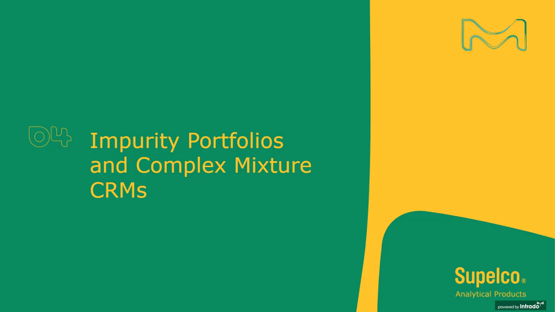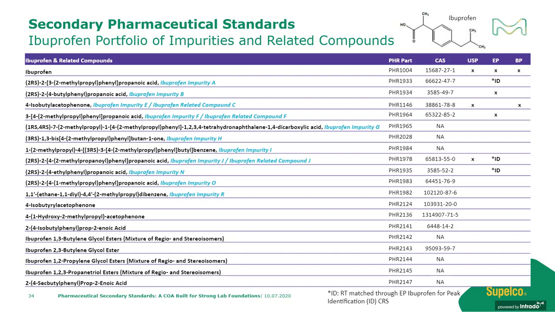All right, and now we will move on to our fourth and final short topic, which is impurity portfolios and complex mixture CRMs. Multiple impurities can be associated with each API. For example, here is a PHR product list for impurity and related compounds associated with ibuprofen. This is, of course, just a partial list of many compounds that have been identified as potential impurities for ibuprofen. Impurities can be identified by monographs, listed out in the monographs, or by industry or other means as well.